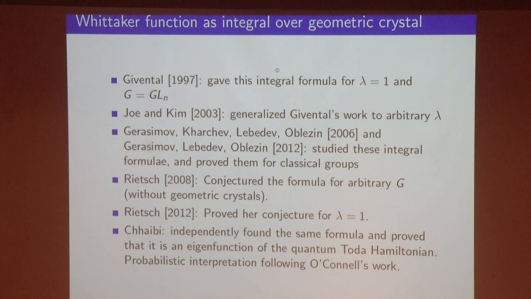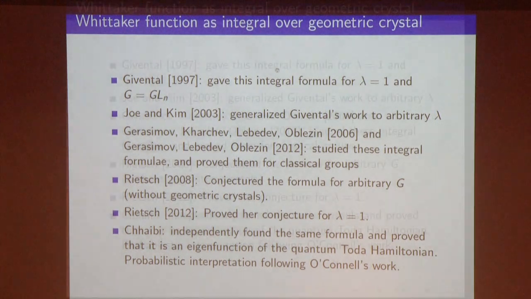From a different direction, it was noticed that these integrals were really important in probability, and Chaibi, independently of my work, found the same formula, and then he gave a probabilistic interpretation, and actually proved many things about this integral. I believe this probabilistic interpretation first came up in Neil O'Connell's work.